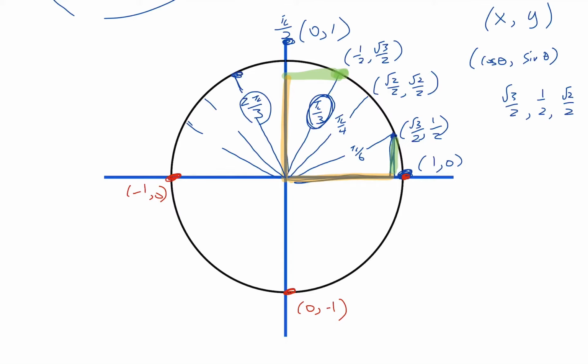In terms of this point right here, we can use this point right here. In terms of numerical value, same, but now we know that in the second quadrant, x value is negative, so we have negative half, comma, square root 3 over 2.